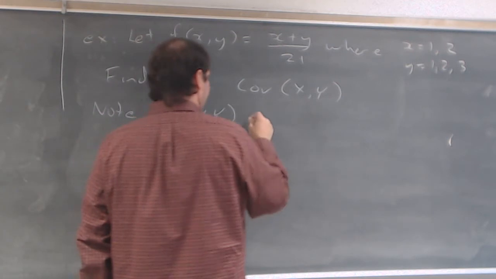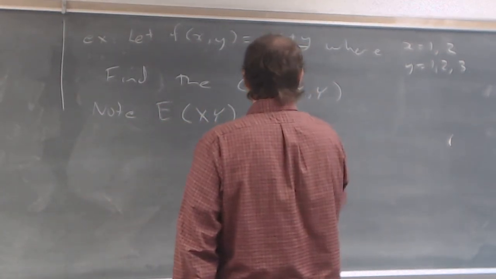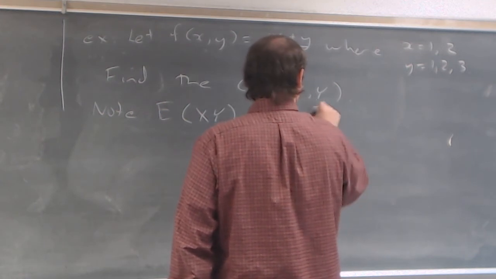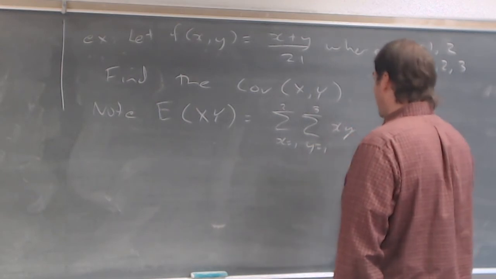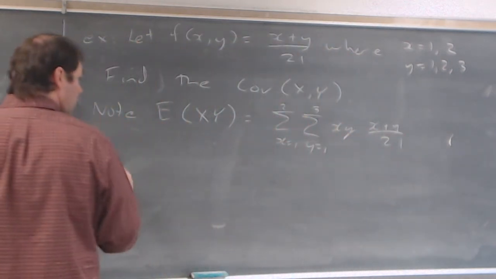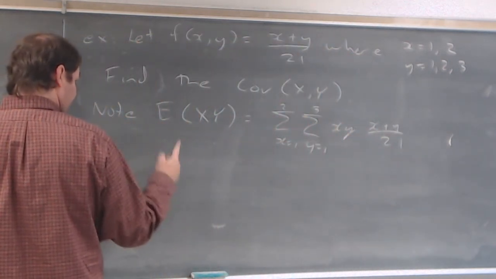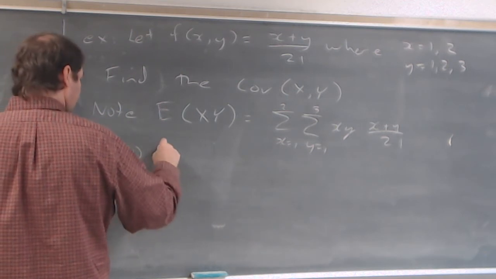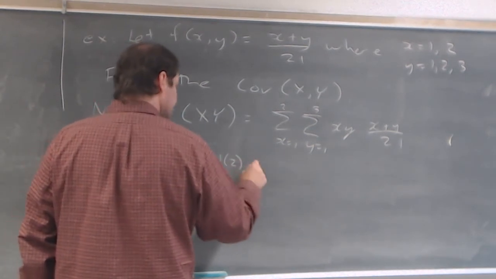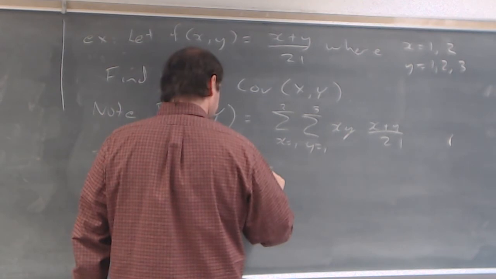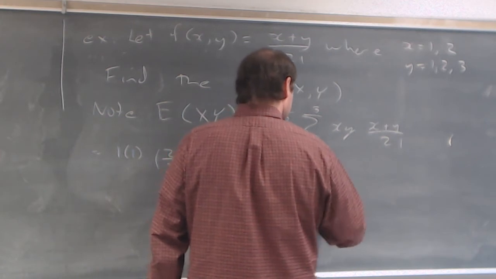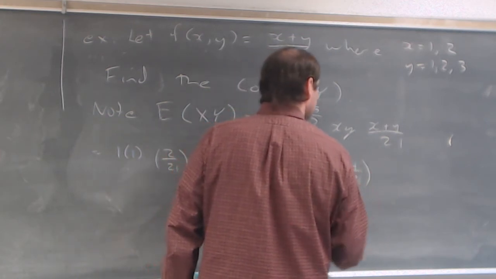The first of which is the expected value of x times y. So that's going to be a double sum, as x runs from 1 to 2, y runs from 1 to 3, of xy times x plus y over 21. So when x is 1, and then y starts running from 1 to 3, we're going to get 1 times 1 times 2 over 21, plus 1 times 2 times 3 over 21, plus 1 times 3 times 4 over 21.